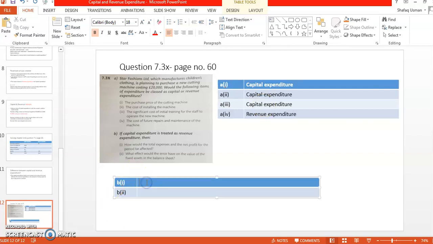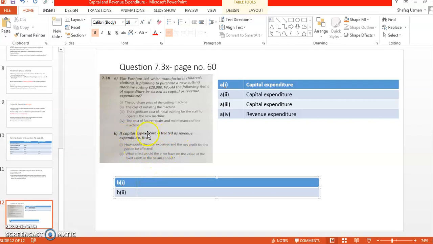Now, part B. If capital expenditure is treated as a revenue expenditure, then, take a moment to digest what they've asked. Capital expenditure, that is the asset's cost, if you treat it as a revenue expenditure, that is normal day-to-day business, what happens? Part one, how would the total expenses and the net profit for the period be affected?